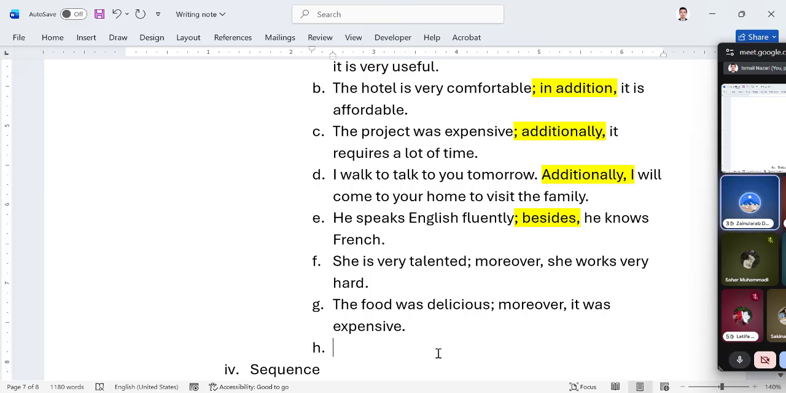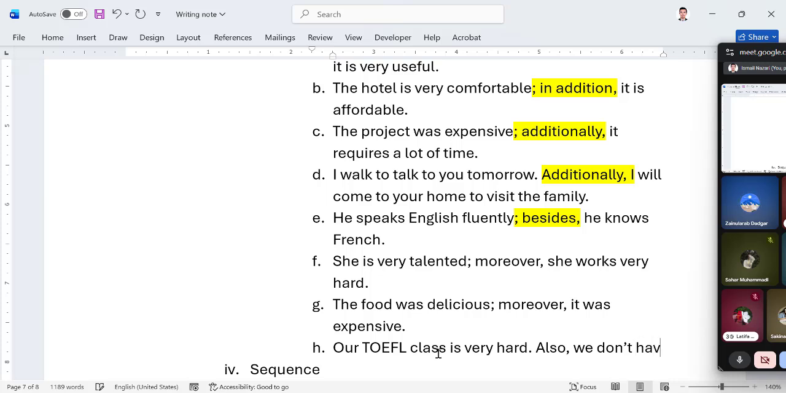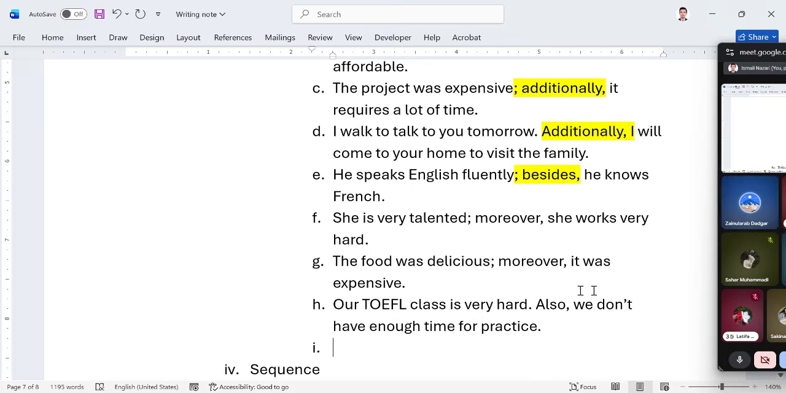Yes, teacher. Our TOEFL class is hard. Also, we don't have enough time for practice. Our TOEFL class is very hard. So we don't have enough time, for example, for practice. Yeah, that's right.